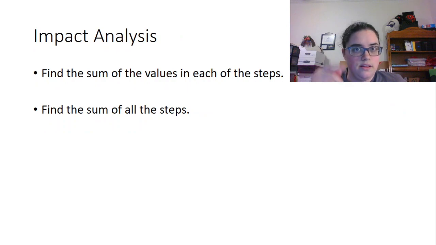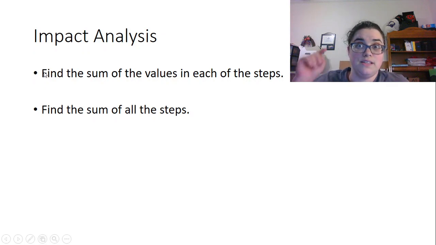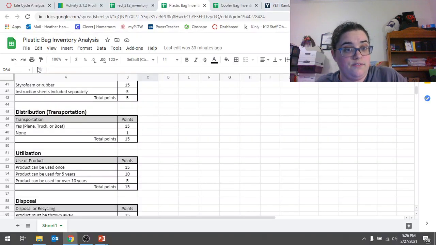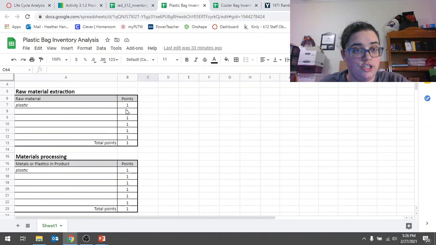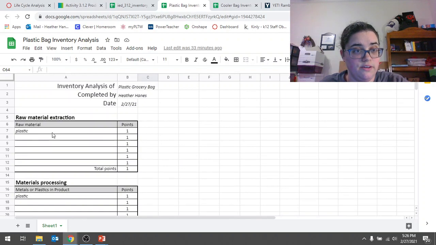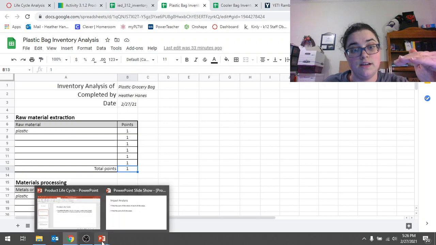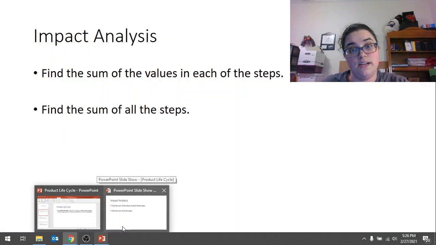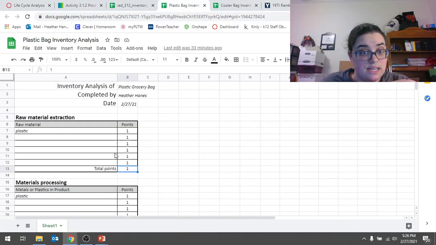If you're doing this on paper, at this point, well, hold on. So the impact analysis is what I'm going to start talking about next. We've already put in numbers for all the different materials, the inventory analysis. So now we're going to go ahead, and the two things for the input in the impact analysis are find the sum of all the values of each step, and then find the sum of all the steps. And if you've been doing this sum of each as you go, like the raw material extraction, I went and put that 1 down there. So that was that first step there in that slide. Find the sum of the values for each of the steps.